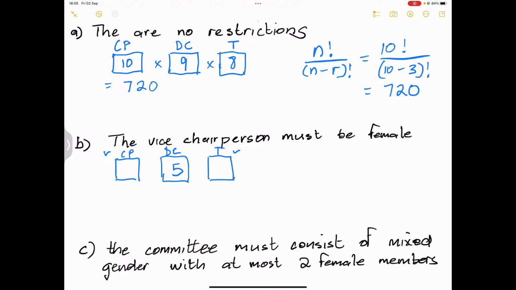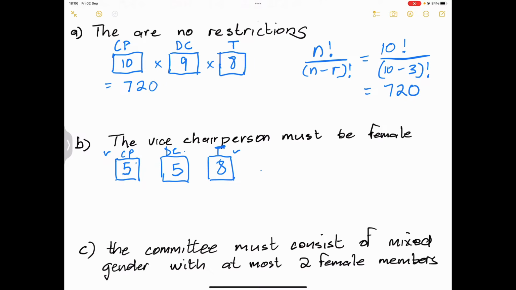So if the chairperson is male, in that case that would be 5. That would mean the number of people that we can choose from for the treasurer is 8 people that are left, because it doesn't matter whether the treasurer is male or female. So we've got 8 people that we can choose from. Remember, we've taken one as a chairperson, being a male. We've got a female as a vice. So in this case, we've got 8 people that we can choose from.